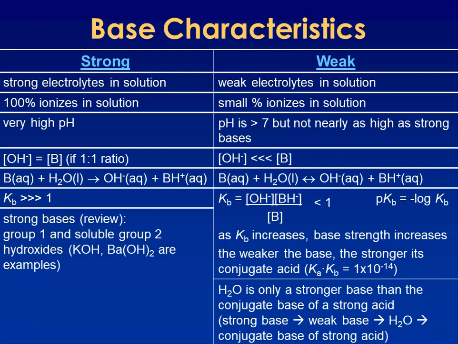The one difference with bases compared to acids is that water actually is a little bit stronger of a base than conjugate bases of strong acids. So strong bases are going to win out over weak bases, which are going to win out over water, which will win out after Cl minus or Br minus or I minus or NO3 minus, any of those conjugate bases of your 6 strong acids.